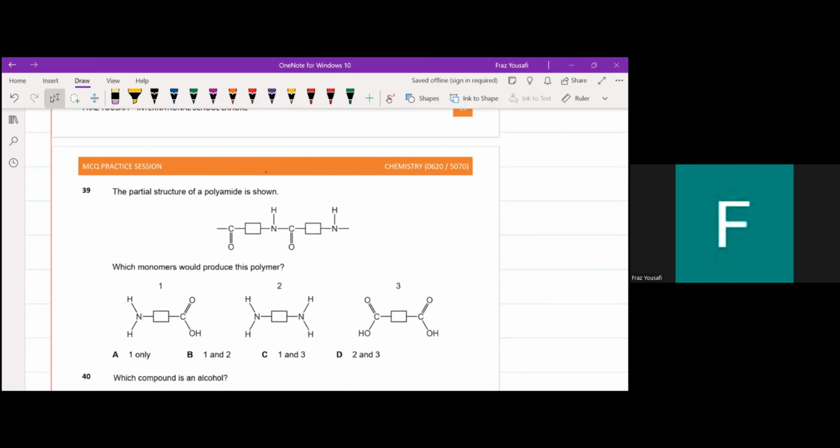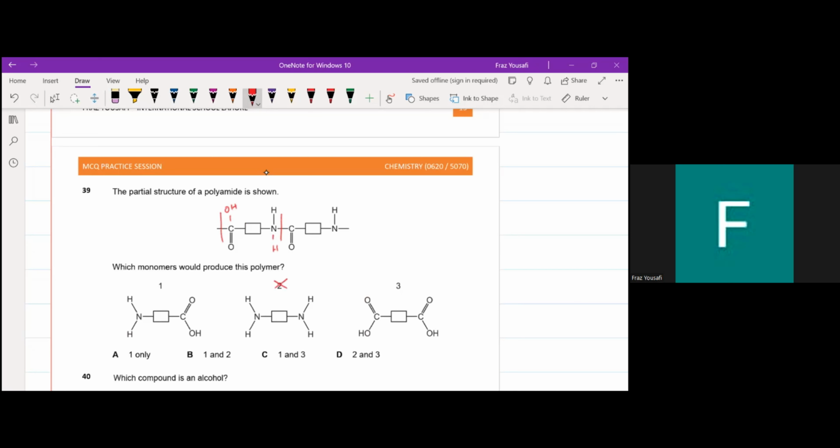All right, 39. The partial structure of a polyamide is shown. Some of you may have been able to get this answer very quickly because some of you remembered that, technically, other than protein and nylon, there are no other amides on your syllabus. But here's the point that's most important. If we're going to break the amide linkage, that's what we would do. And then we would recreate an OH here and an H here, right? So the actual monomers would be amino acids.